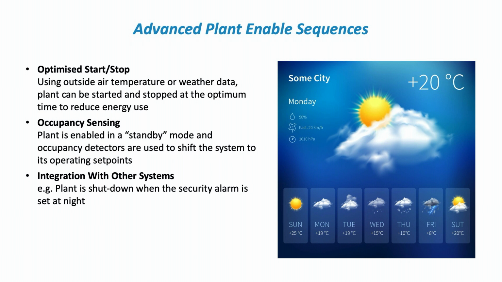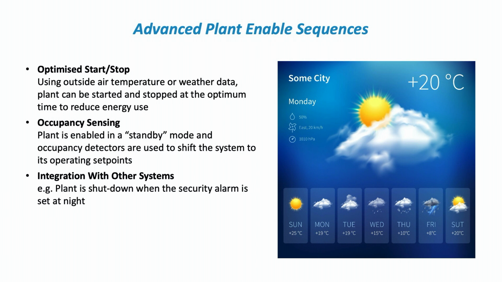We can also save energy by using occupancy sensing. So we have our plant enabled in a standby mode, and we don't set it up to operate properly until an occupancy detector, when you walk into a room, either connected to a lighting system or directly to your BeMS, senses that there's an actual person in the room.